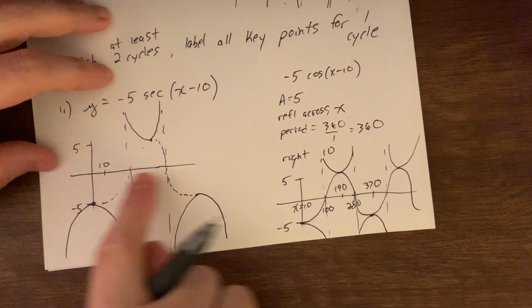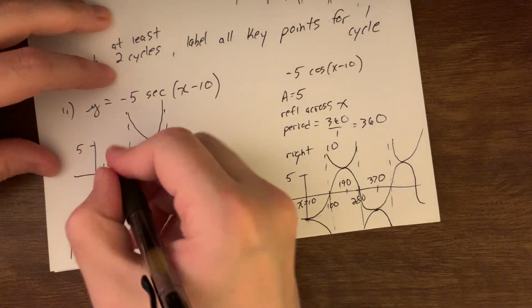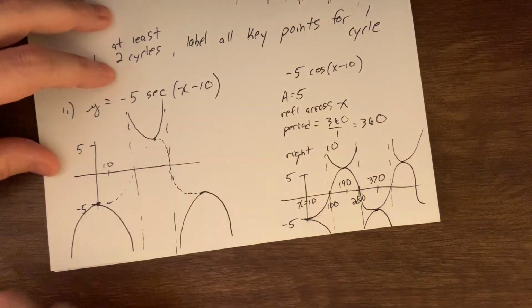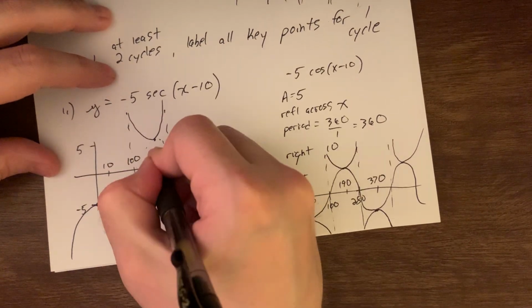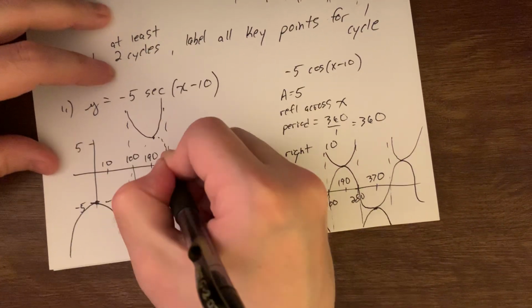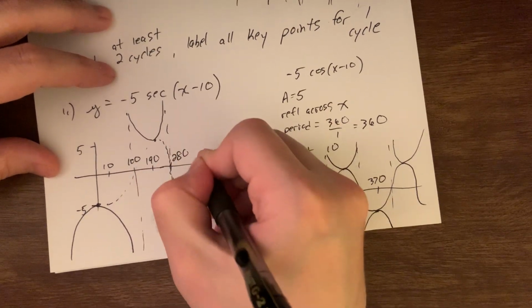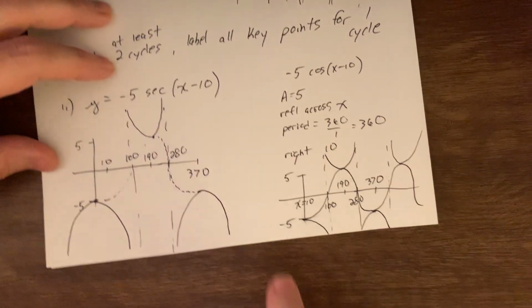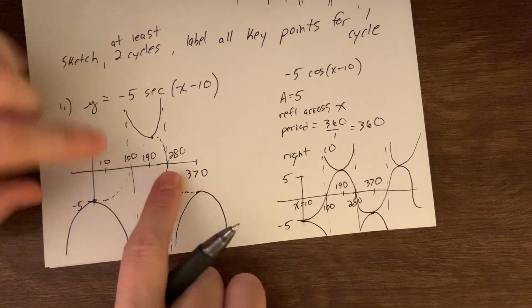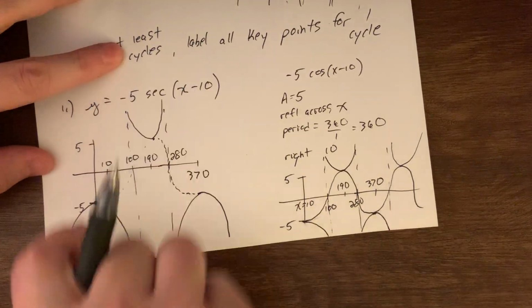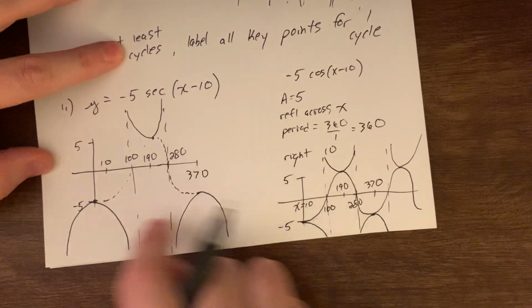Oh, I'm sorry. I should have gotten my important x's before I finished that. Starting at 10, so going 90 is 100, another 90, 190, another 90, 280, and one more 90, 370. Maybe a little tight here. I could have had a little more space, but in the end, that's my graph.